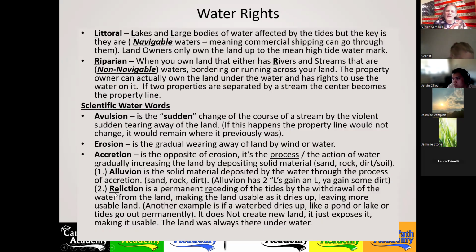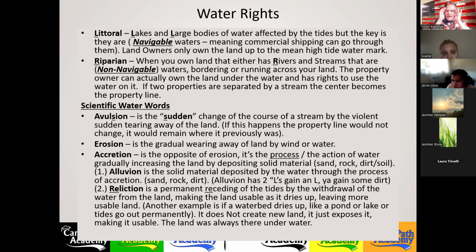And the last word we have here is reliction. Reliction begins with an R-E, just like the word receding, just like my hairline is receding, right? So reliction begins with an R-E, like receding. It's like a permanent receding of the tides, okay? Where the tide goes out and does not come back.